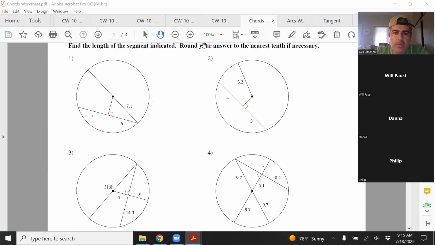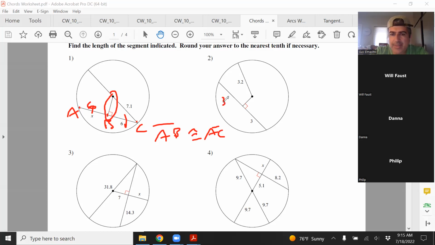So really what you need to realize is that when you have a segment from the center of the circle that's perpendicular to a chord, it's always going to cut it in half. So these would be the same. If I were to actually label these points as A, B, C, segment AB would be congruent to segment AC. So hopefully that seems intuitive. So that's just 6, and that's just 3. Not that hard, right?